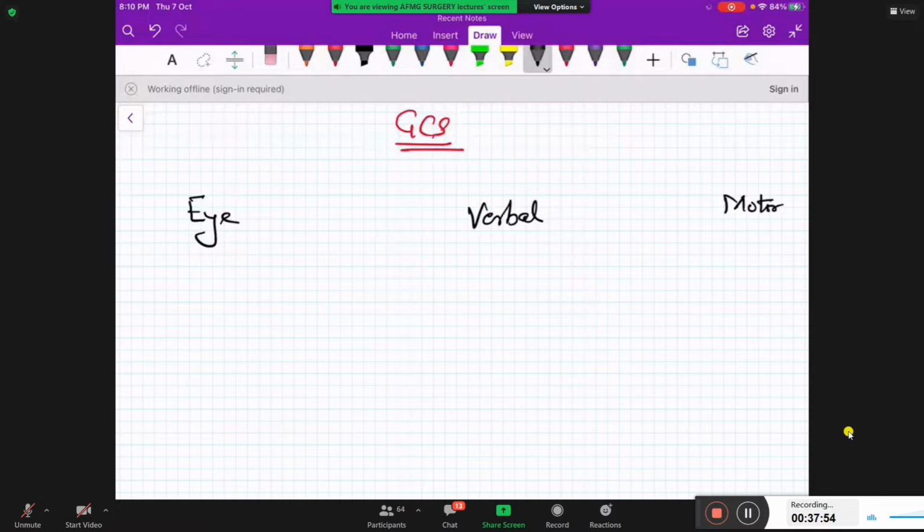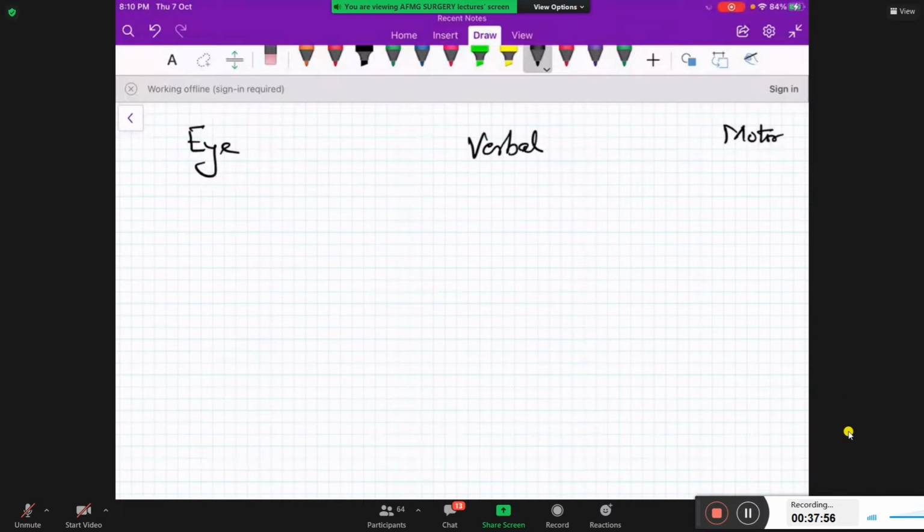In eye response, if the patient opens his eyes spontaneously, if the patient opens his eyes on his own, the score given for this will be 4.